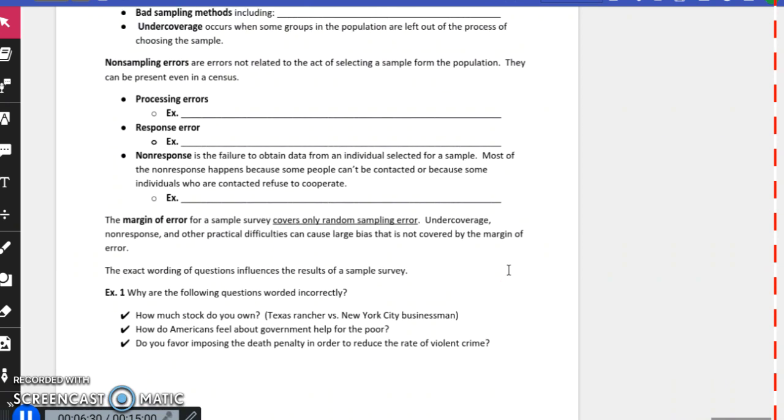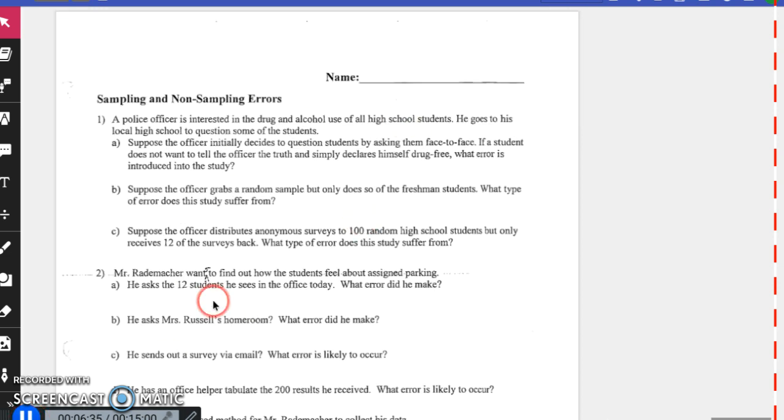Okay, we're going to stop there with the notes, and I'm going to jump to your assignment for today. Okay, so we've got sampling and non-sampling errors here. Our first group of questions says a police officer is interested in the drug and alcohol use of high school students. He goes to a local high school and asks them the questions. So you're going to identify what type of error is happening here.